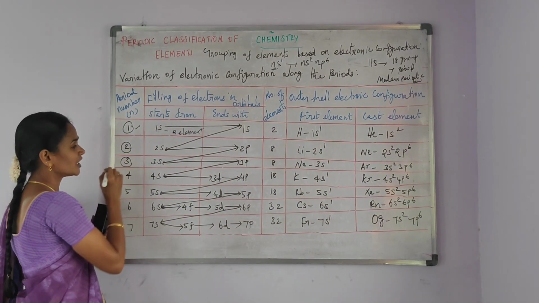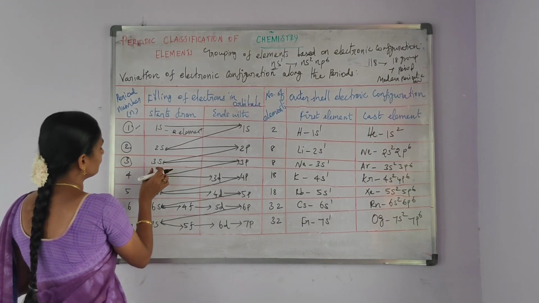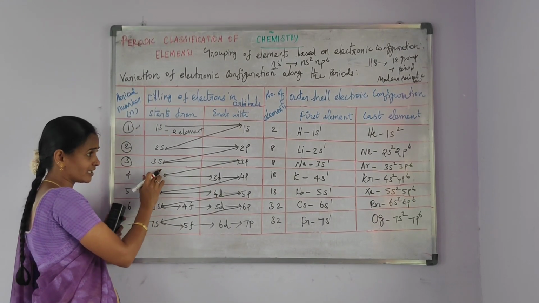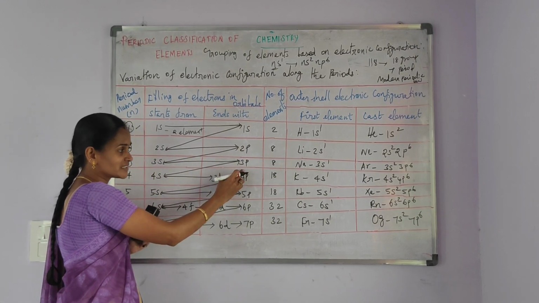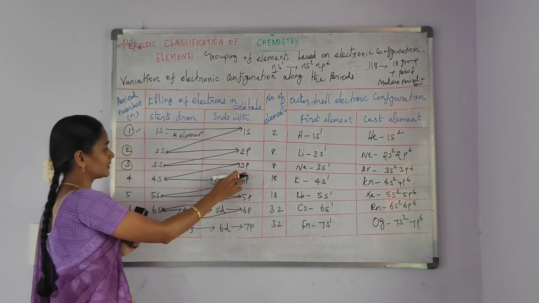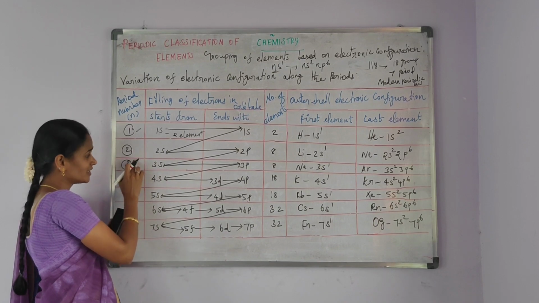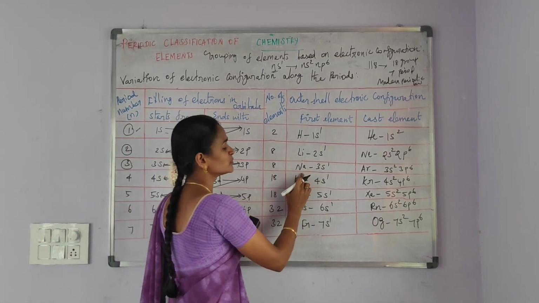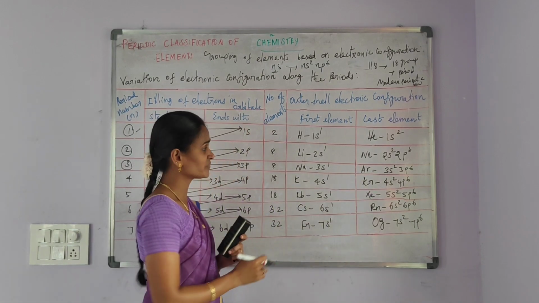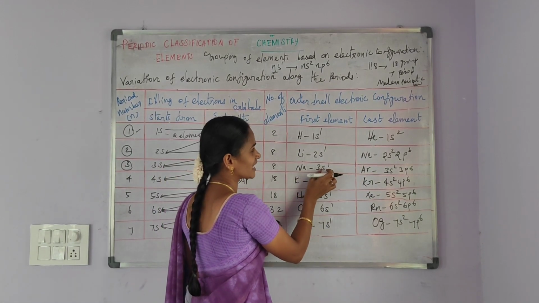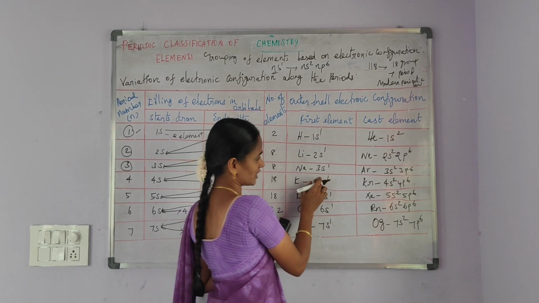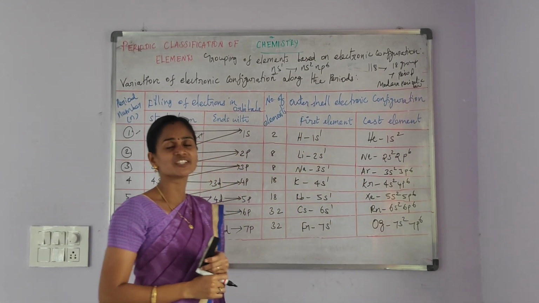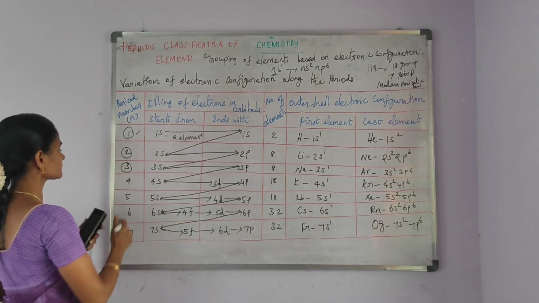And then third period, filling of electrons starts from the 3s orbital followed by the 3p orbital. Like the second period, the third period also contains 8 elements, from sodium to argon. Sodium, its electronic configuration is 3s1. Argon, its outer shell electronic configuration is 3s2 3p6.